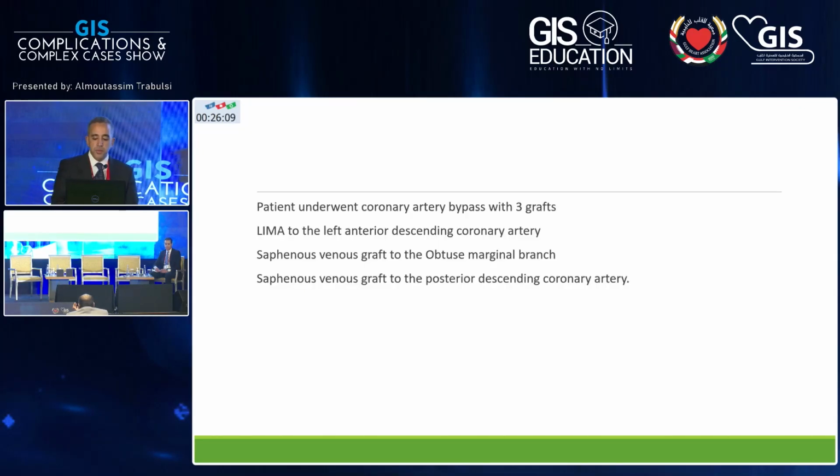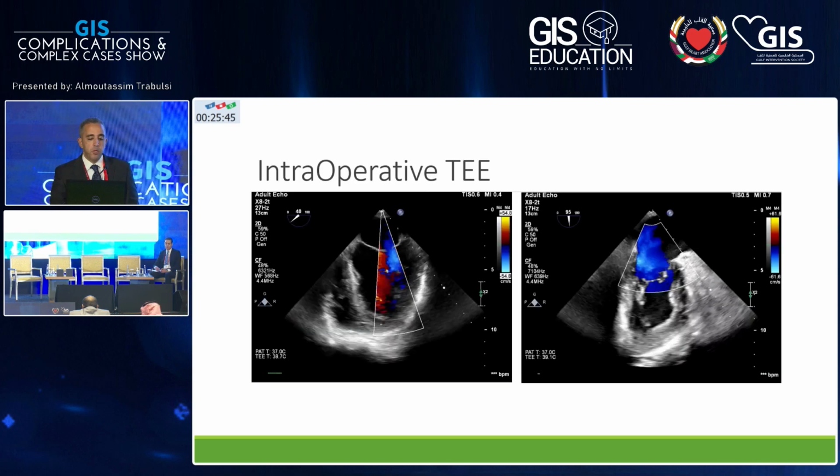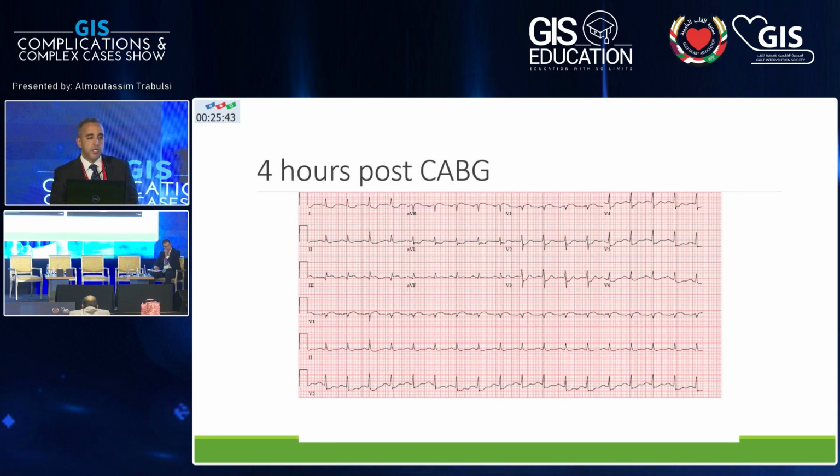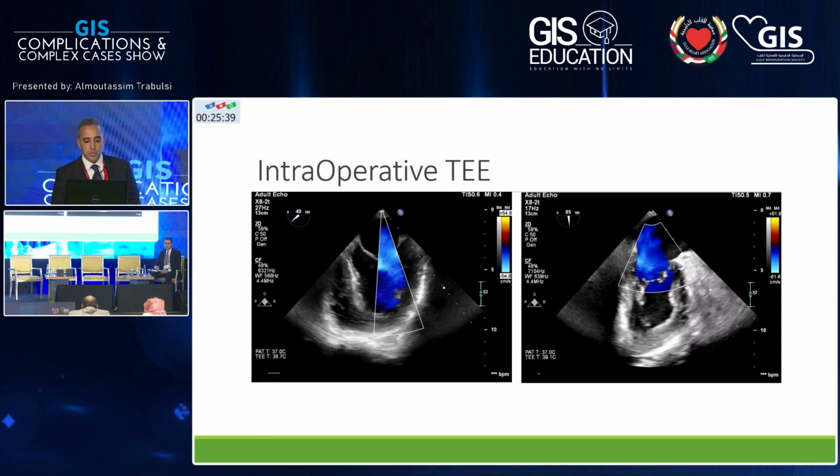So at this stage, the patient went for a coronary artery bypass surgery, and that was on August 9th. He underwent a LIMA to the left anterior descending coronary artery. He also underwent a saphenous vein graft to the obtuse marginal and a saphenous vein graft to the posterior descending coronary artery. His intraoperative course was uneventful. He also underwent an intraoperative TEE, which was also normal.